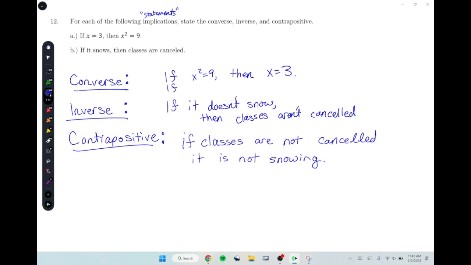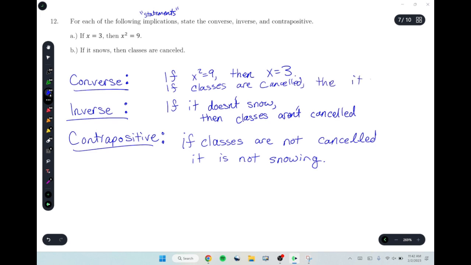Converse or shoes. This is what I would do if I were teaching a class. Shoes have a left and a right. Switch them. No nots, no buts, no ands. Shoes have a left and a right side, just switch them. That's converse. If classes are canceled, then it is snowing.